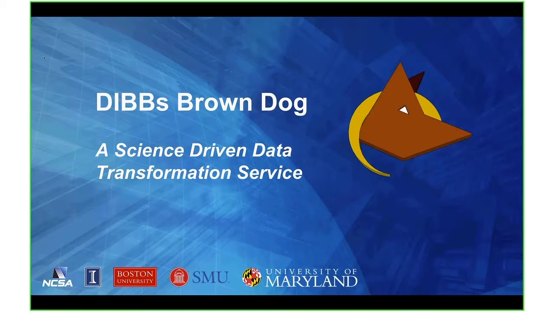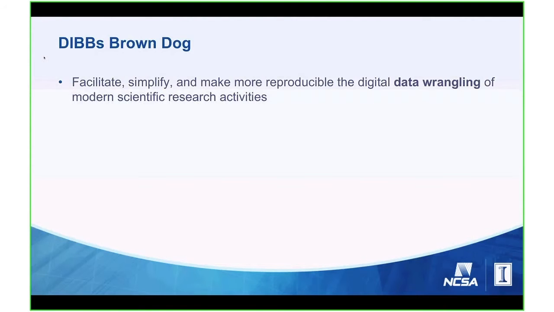And so basically what it is, Brown Dog is a data transformation service for the scientific community. And I'll explain how that fits in with things in a moment. But in essence, what its job is to do is basically to simplify and make more reproducible what I often term the data wrangling step that scientists often do.